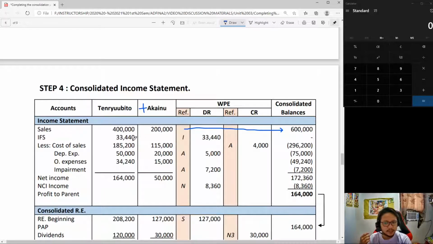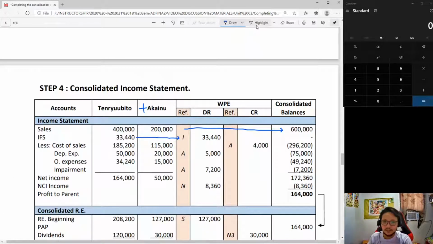Then, going to income from subsidiary, the income from subsidiary is fully eliminated because we debited it under the reference I in our working paper entries. Sa Sogrina, letter I yan. 33,440. And then you have your cost of sales, 185,200, 115. Merong working paper entry under amortizations with a credit of 4,000. That means deduction kasi cost of sales is an expense. Ano? 185,200 plus 115 minus 4,000. And everything else goes pababa.